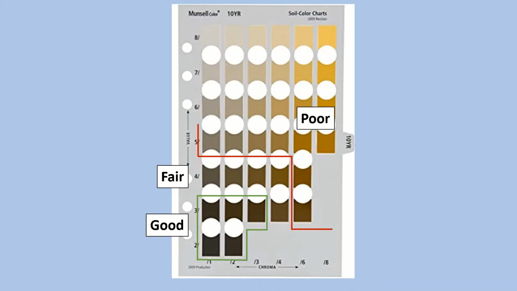If we're saying it's in poor soil health based on the color, it's probably very low in organic matter, the value would be greater than 4 and the chroma would be greater than 4. And if the color falls somewhere in the middle here, that's what we would put in the fair category.